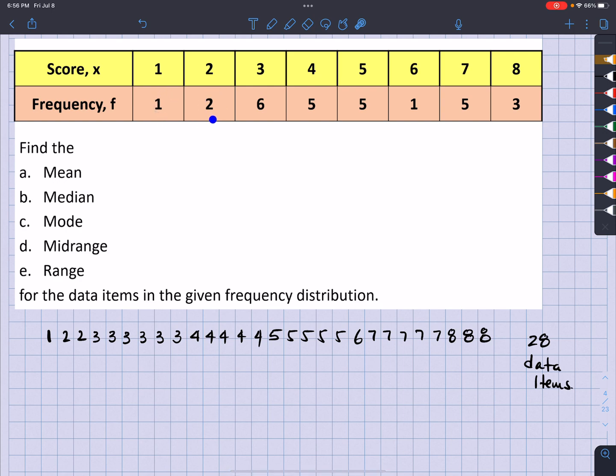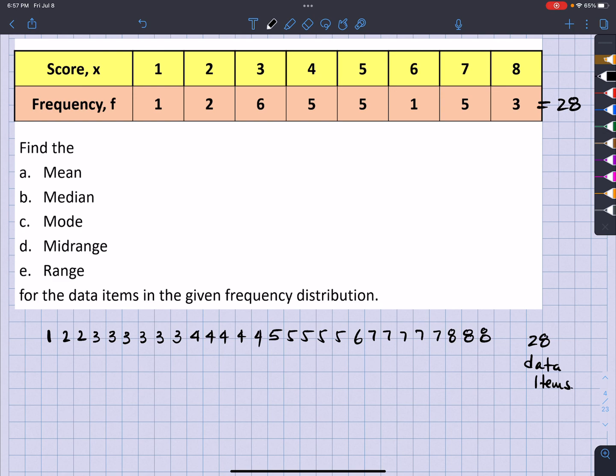Okay? So if I look at this, let me go ahead and double check. 1 plus 2 is 3, plus 6 is 9, 9 plus 10 is 19, 20, 28. So that is absolutely correct. I have 28, and this tells me that I have included everything there. So this right here, sum is equal to 28, okay? So I know that's how many data items there are.